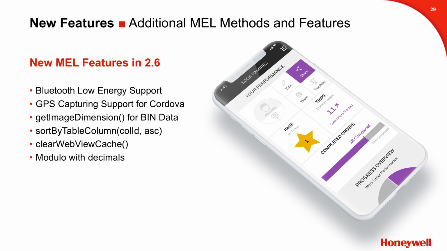There are several additional MEL methods and features that have been introduced, but they maybe do not directly affect the UI. So some new MEL features in 2.6 include Bluetooth low energy support, GPS capturing support for Cordova, get image dimensions for binary data, sort by table column, clear web view cache, and modulo with decimals.